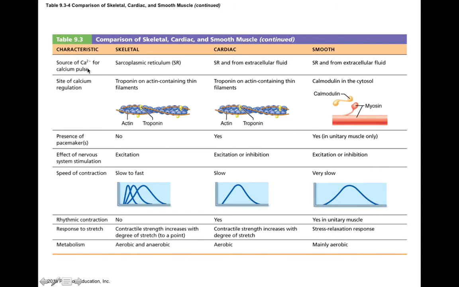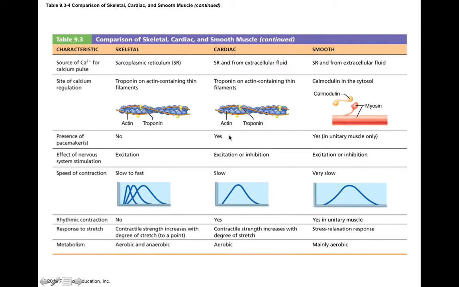In terms of the source of calcium for skeletal and cardiac muscle, you find that it comes from the sarcoplasmic reticulum, except cardiac muscle can also get its calcium from the extracellular fluid because it's part of the cardiac action potential. And smooth muscle also gets its calcium from both the SR and the extracellular fluid. Because skeletal and cardiac muscle both have myofibrils, they have the whole actin, troponin, tropomyosin complex. But because smooth muscle doesn't have myofibrils, it doesn't have troponin either. It's got its own separate mechanism.